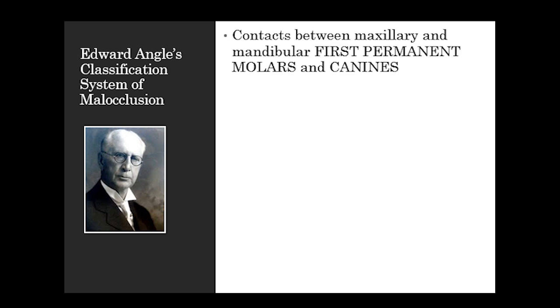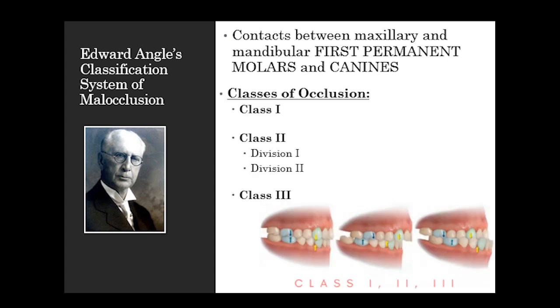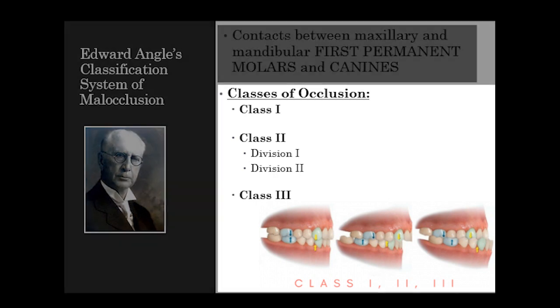This system analyzes the differences in contacts between the maxillary and mandibular first permanent molars and canines, categorizing them into three classes: Class 1, Class 2, Division 1, Division 2, and Class 3. But before explaining this further, it's important to understand what normal occlusion actually is.